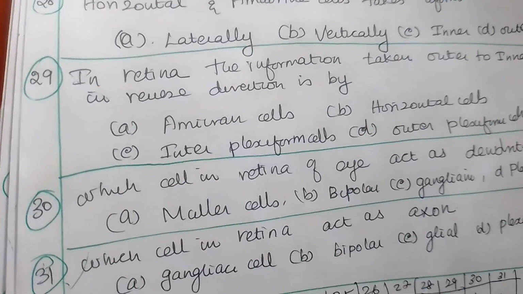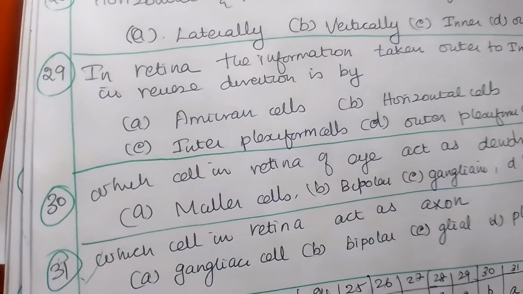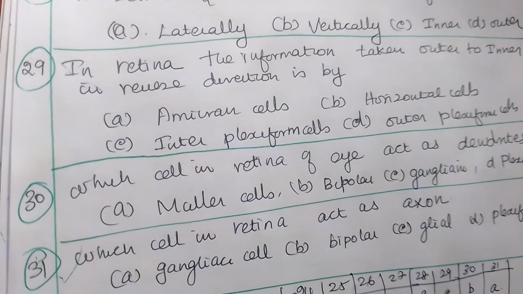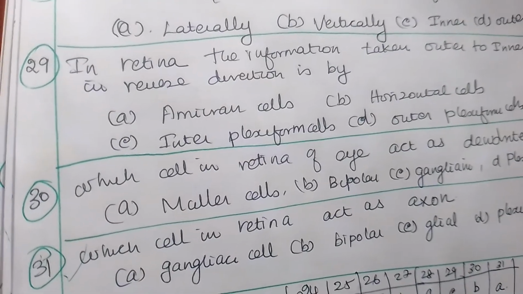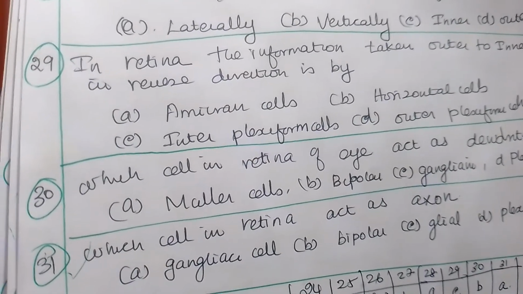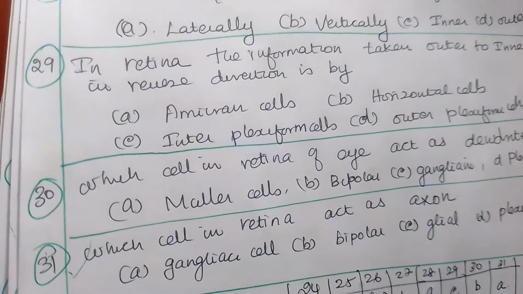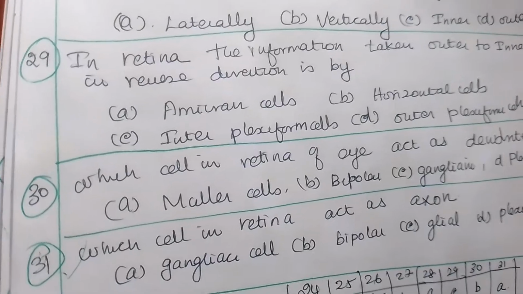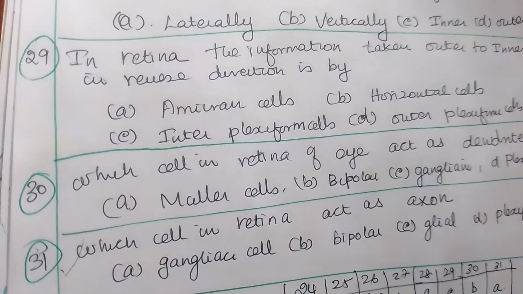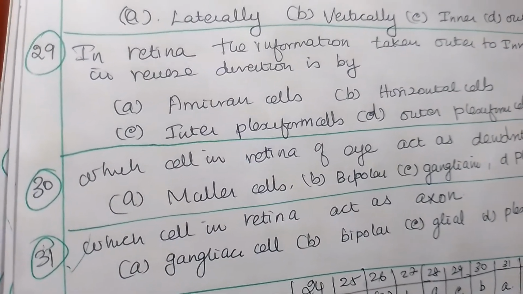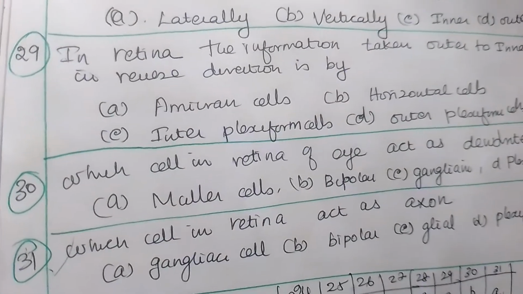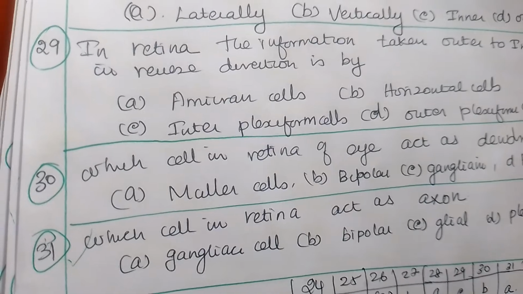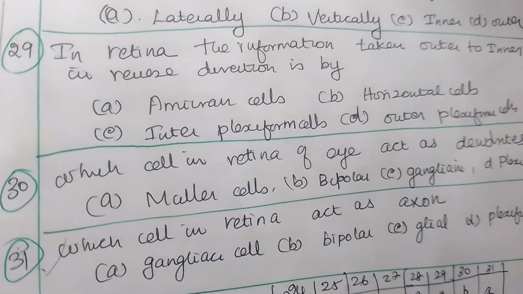Yes. Next, which cells in the retina act as dendrites? A. Muller cells, B. bipolar cells, C. ganglionic cells, D. plexiform cells. So the answer is B, bipolar cells. That is a special cell really present in the retina, brain, olfaction and ear. These are the places where mainly you can find these cells.